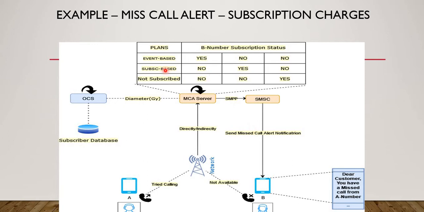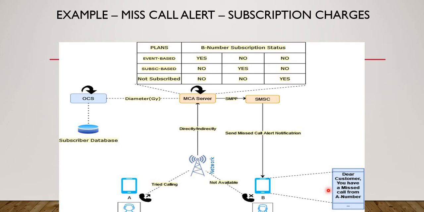I think we covered event based and subscription based, and for the not subscribed, I already explained to you. This is used for promoting your VAS services. So in this case also, when A tries calling B, the network will inform the MCA server. Now it's up to the MCA server if they want to push an advertisement notification masking the A party number, so that if B is curious to subscribe to any of the plans, he can subscribe to the plan, and this way it will increase the revenue of the operator. More and more subscribers will know that there is a missed call service, but I am not able to see the number. So yes, I'm interested in subscribing to the services.